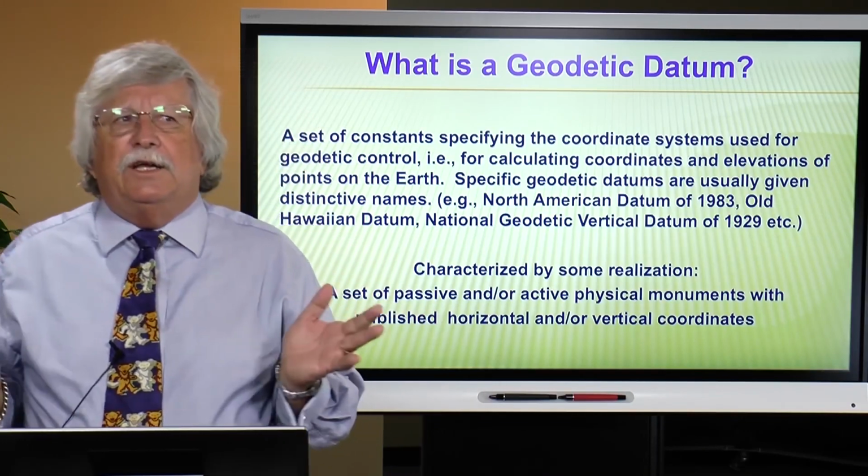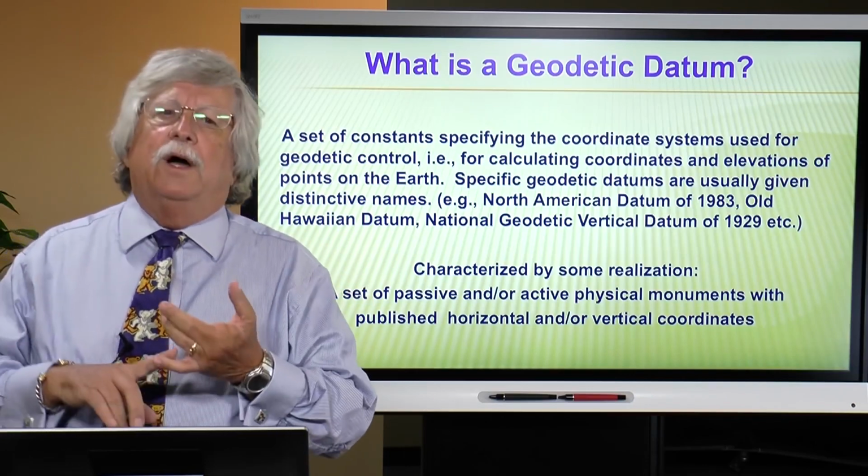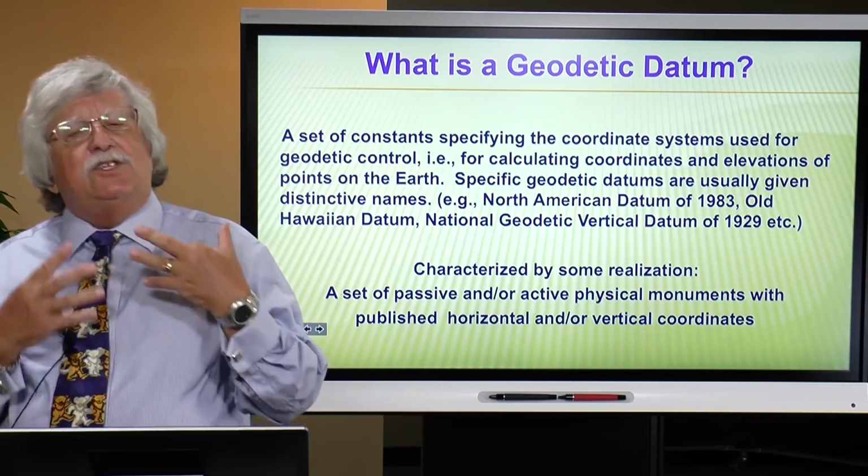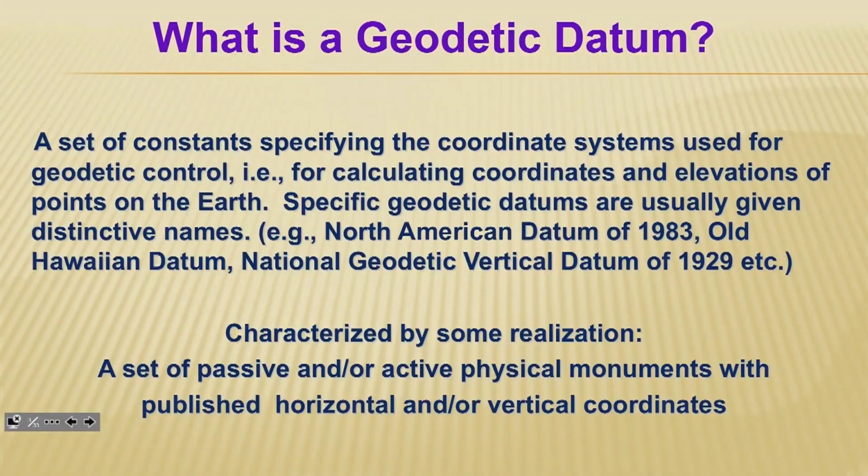But just a geodetic datum. What is a datum? Coordinates are defined in datums. Heights are defined in datums. And as the slide says, it's just a set of constants, some set of constants on which we can base our set of coordinates or heights. And these datums are typically given names. I've just listed a couple here. The North American Datum of 1983, or NAD 83 as it's often called.